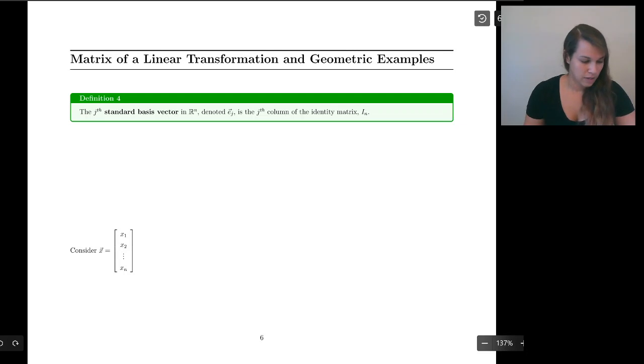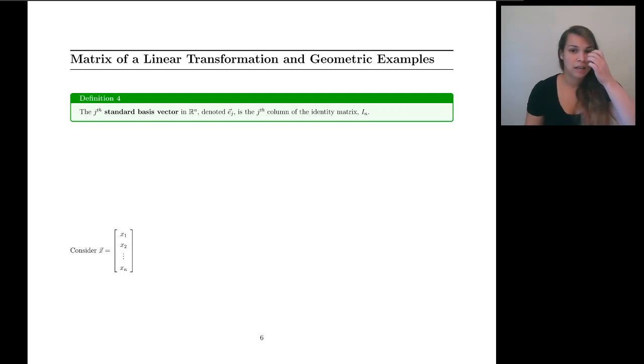Okay, so next on our list to discuss is the matrix of a linear transformation and some geometric examples. So my question is, matrix transformations are examples of linear maps, but are they the only ones? I'm going to say, well, nope. Let's do definition 4.